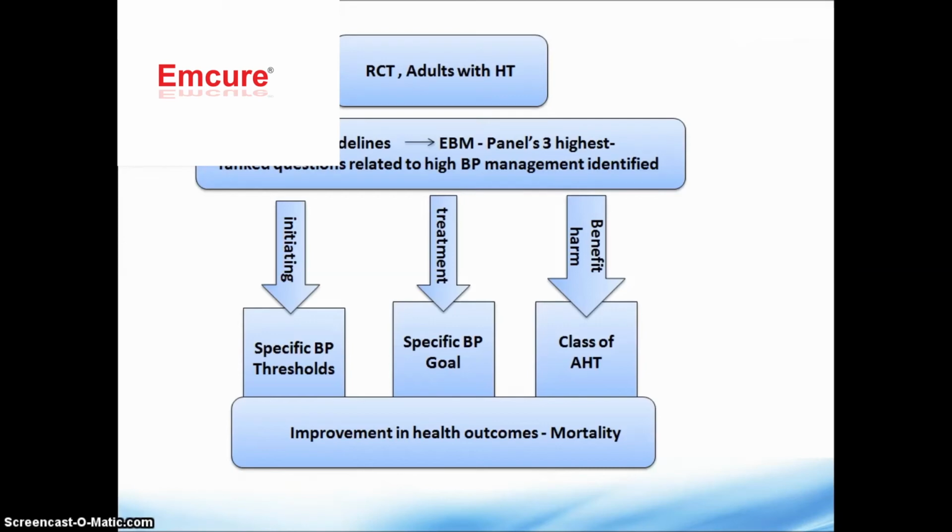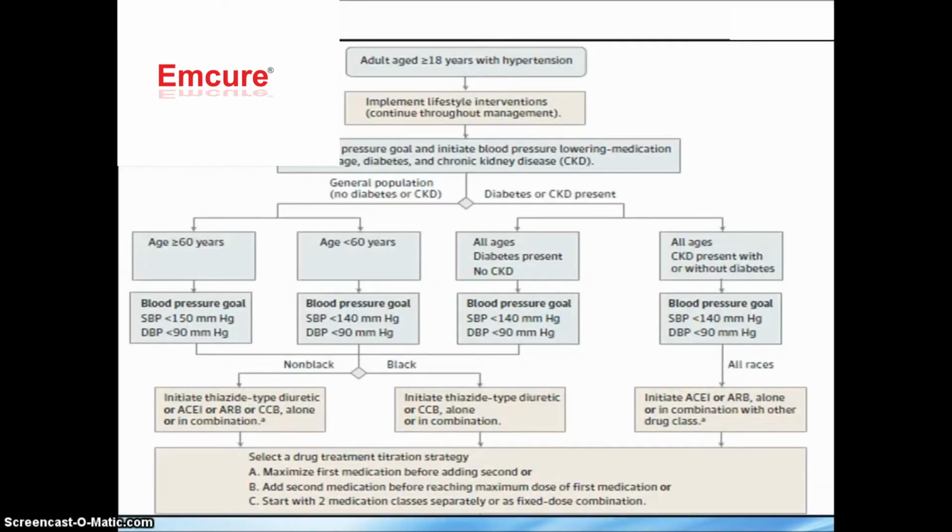There are different protocols. We won't go into the details at the moment. But what I want to focus on now are the guidelines they have mentioned for achieving those goal BPs. For patients aged more than 60 years, the blood pressure goal should be systolic of less than 150 millimeters of mercury and diastolic less than 90 millimeters of mercury. For patients aged less than 60 years, the blood pressure goal should be 140 and 90 millimeters of mercury.